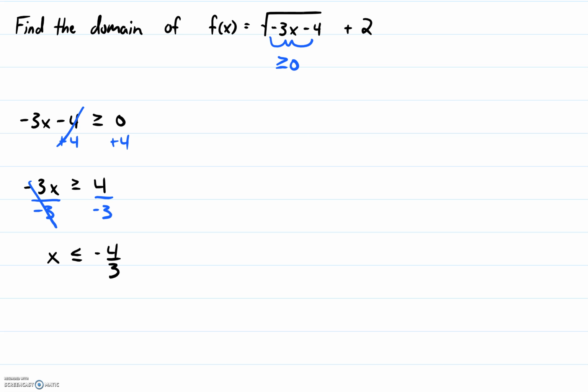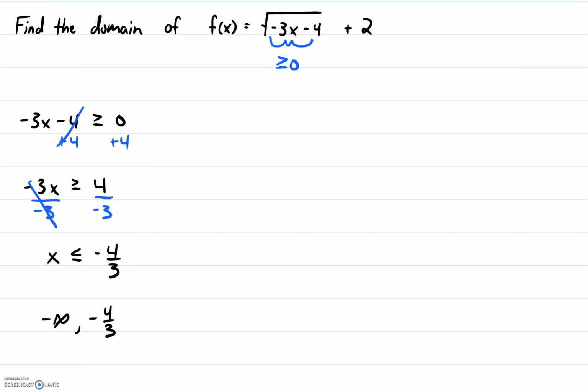But typically what you're going to want to do is translate this into interval notation. And so ask yourself what it's saying. It's saying x is less than or equal to negative 4 over 3. So we want all numbers on a number line to the left of negative 4 over 3. So that would include everything from negative infinity all the way to negative 4 over 3.